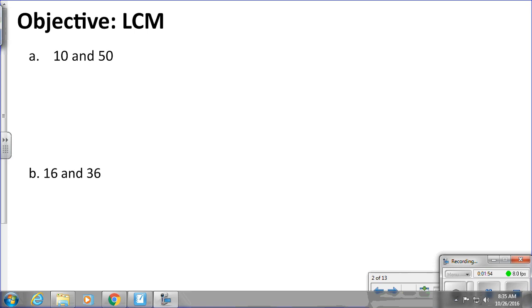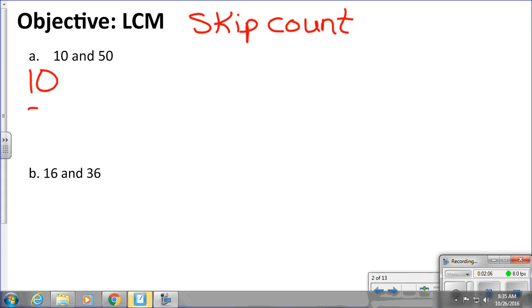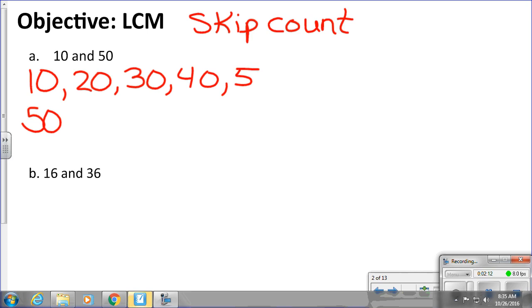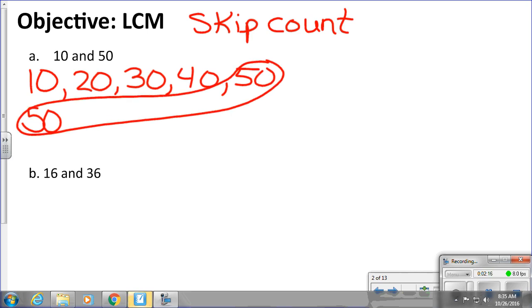Next question here, LCM, so I should see some skip counting. Again, write this little helper so that you can refresh your memory tonight at home. With 10 and 50, 10, 20, 30, 40, 50, and that's where they match. I don't even need to expand on the 50 because the first time that the least number they have in common is a 50, so I'm done.